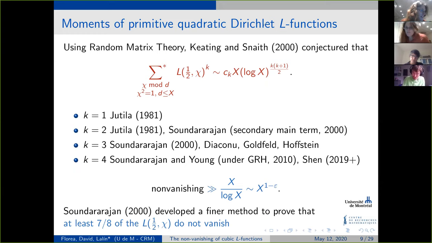I should say, and we'll come back to this later, that Sundararajan also in 2000 developed a finer method to prove a positive proportion. He got a result that at least 7/8 of the characters have an L function that doesn't vanish. So again, this is a positive proportion that doesn't go to zero as x goes to infinity. If you use the classical moments, you don't get this. Any questions?